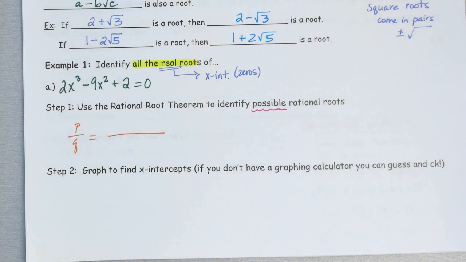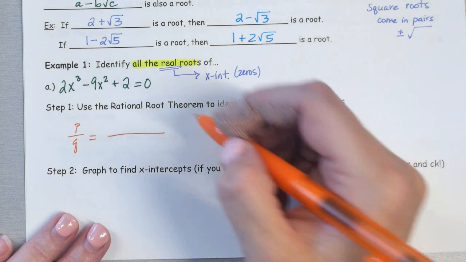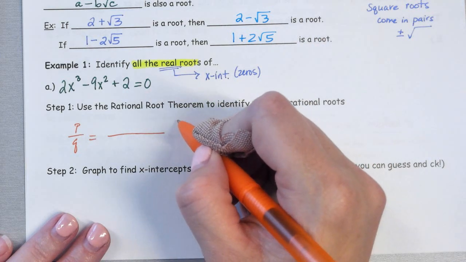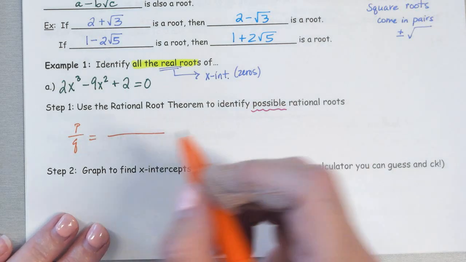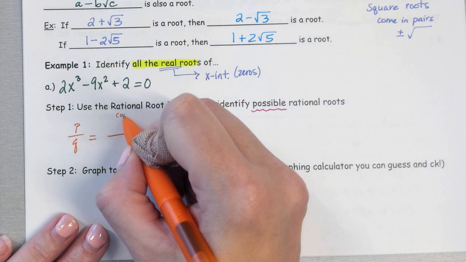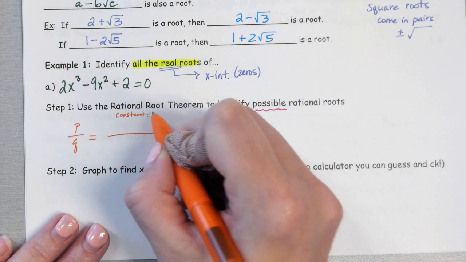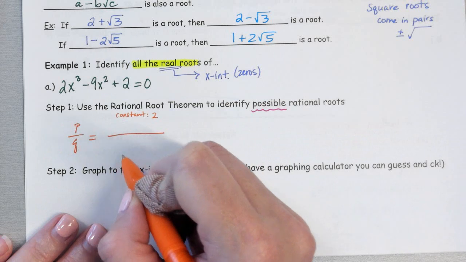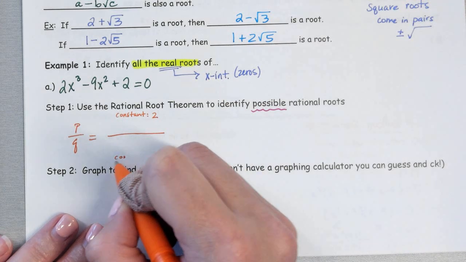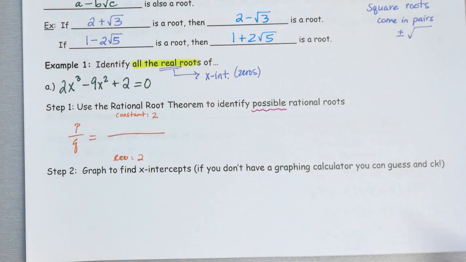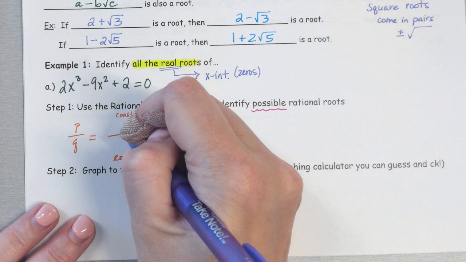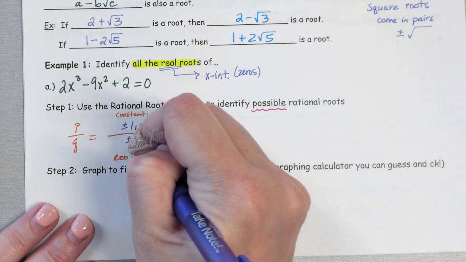Okay, so remember on top, that's where you're going to put factors of the constant. And then on the bottom is going to be factors of the leading coefficient. But in this case, what is the constant? 2. So your constant is 2. And then the leading coefficient is also 2. So guess what? You have plus or minus 1 and 2, and then plus or minus 1 and 2.